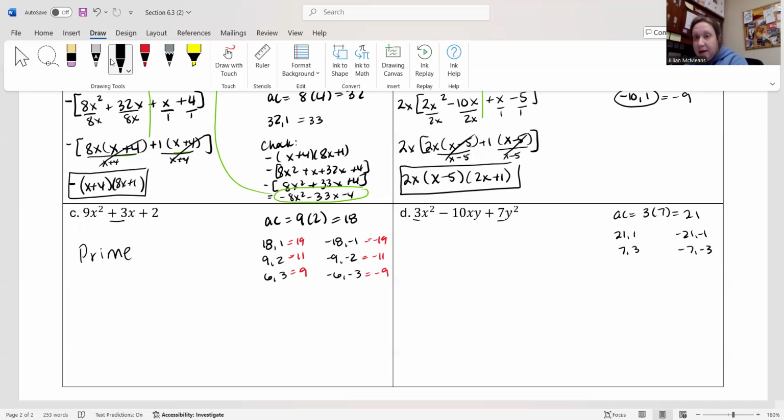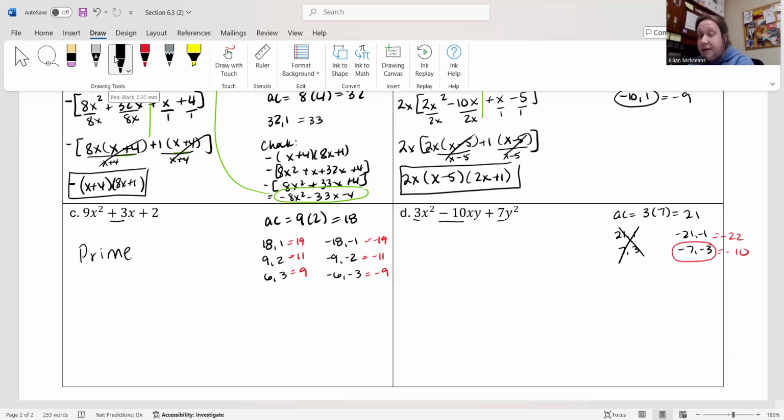Now, you can automatically eliminate half your list. We know that our factors have to have the same sign, both positive or both negative. But we need a sum of negative 10. There's no way to add positive factors and get a negative sum. So we can eliminate the first half of the list. Now, looking at the second half of the list, we have sums of negative 22 and negative 10. So we're going to stick with negative 7 and negative 3.